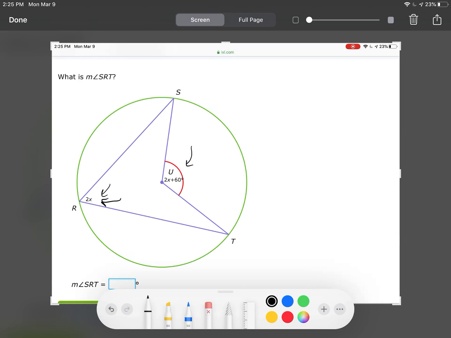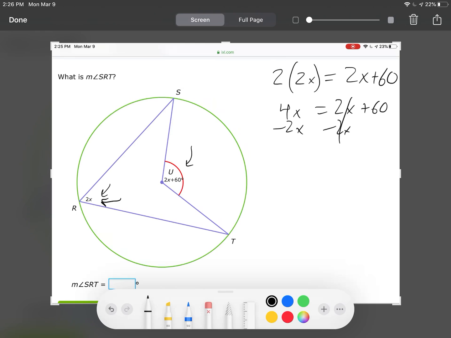So that means that one of the equations we could write is we could say that 2 of the inscribed angles, 2 times 2x, should be equal to just one of these, so just 2x plus 60. And then we got to solve this. So 2 times 2x is 4x equals 2x plus 60. Subtract 2x to get all the x's on one side. This cancels out. We get 2x equals 60. Divide by 2, this cancels out, and we get x equals 30.